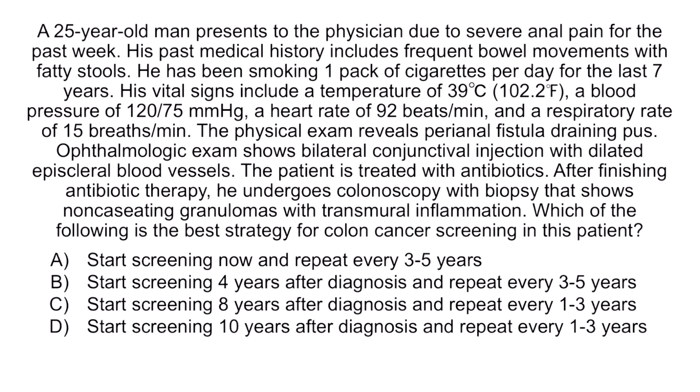A 25-year-old man presents to the physician due to severe anal pain for the past week. His past medical history includes frequent bowel movements with fatty stools. He's been smoking 1 pack of cigarettes per day for 7 years. His vital signs include temperature of 39 degrees Celsius, blood pressure of 120/75, heart rate of 92, respiratory rate of 15. Physical exam reveals perianal fistula, draining pus.